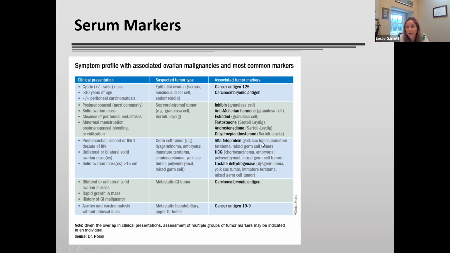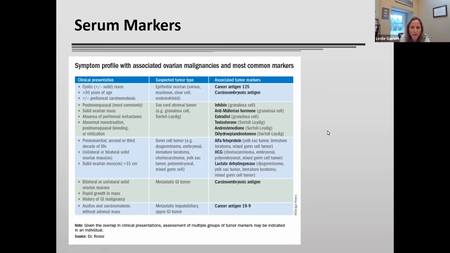But if you do have someone who's premenarchal or in the second, even the third decade of life, right? So you're under 30 and you now have a mass, you're not wrong to look at germ cell markers. It's rare in your 20s, in your 30s. The germ cell patients I've had are never under 18, because we don't do pediatrics at BI. And I have taken care of a dozen or so throughout my career. So we do see them and they're usually under 30. And so that's really where you're thinking about doing those tumor markers.